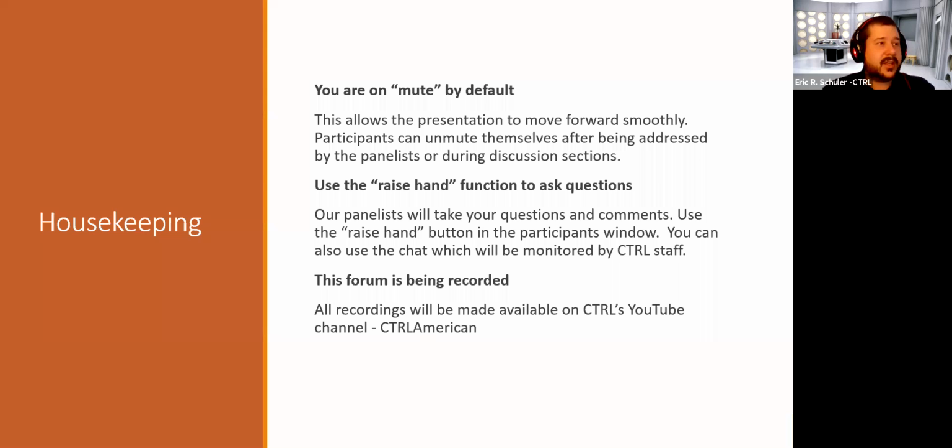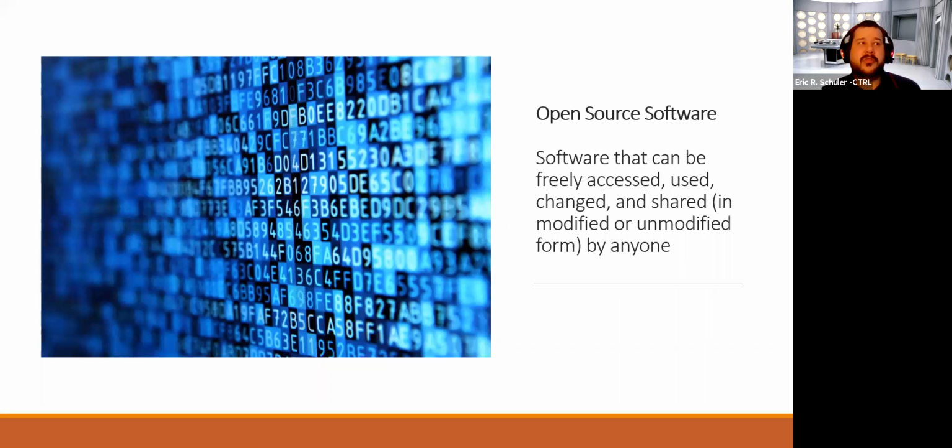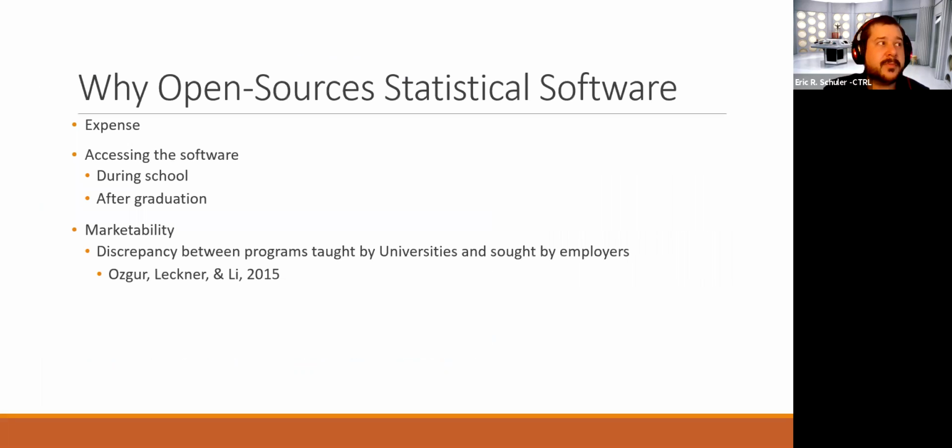So let's go ahead and talk about why open source statistical programs. Open source statistical programs are software that can be freely accessed, changed, and shared. You can modify it, unmodify it. It is really there for the community. There are no charges, no fees associated with it. So that makes it really powerful, especially for students or for research labs on a budget. And it used to be that there really wasn't that much functionality, and that has really changed in the last 25 years.